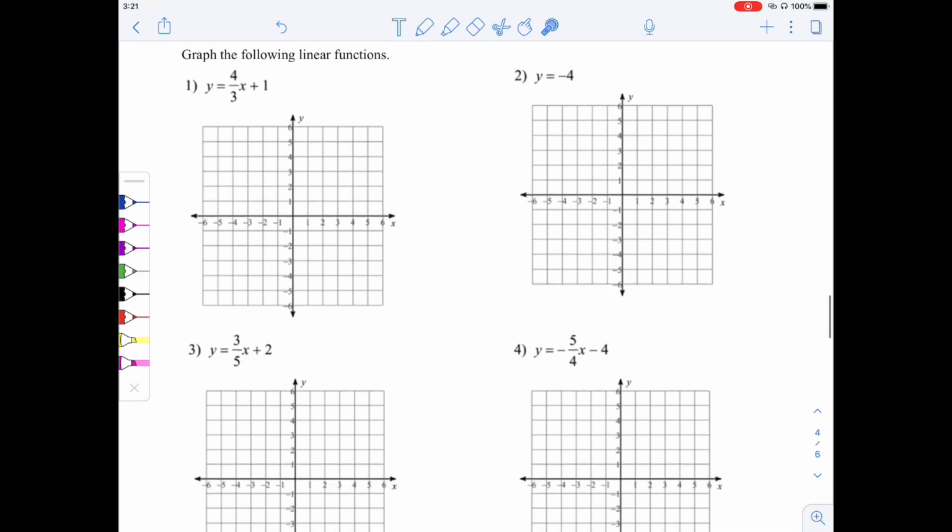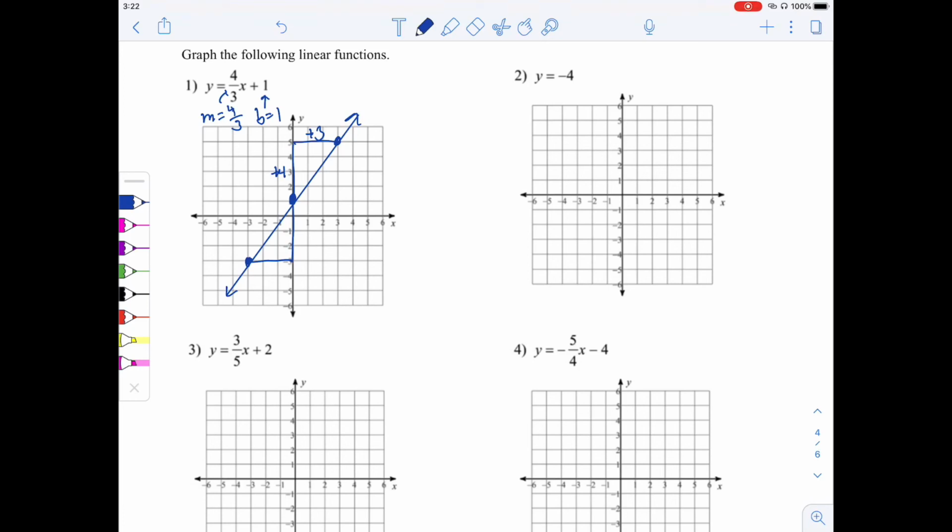Okay, let's do a couple examples. Number 1. So you want to start at this y-intercept. So our b equals 1 and our slope equals 4/3. So we start at our 1 and then we use our slope 4/3. We're going up 4, 1, 2, 3, 4, and then right 3. Up 4, right 3, and then we can go down 4, left 3, and follow the pattern. And we're going to draw a line right there. That's all there is to it.